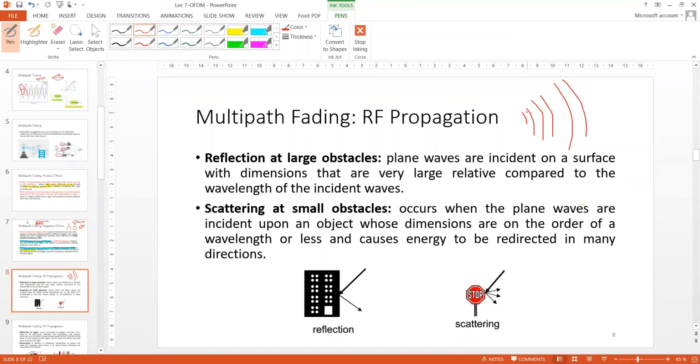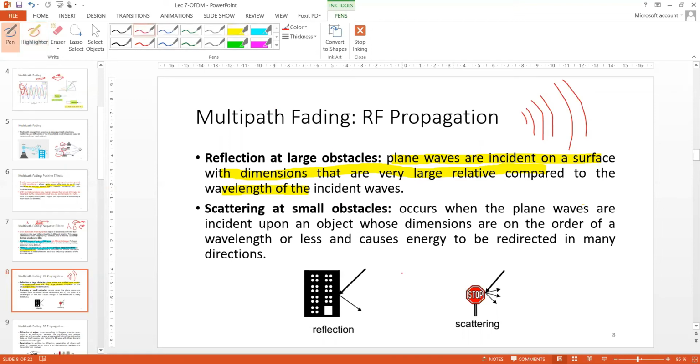So what actually is reflection? Whenever plane waves are incident on a surface with dimensions that are very large relative to the wavelength of the incident waves, that is, whenever a radio signal transmitted between the transmitter and the receiver module is incident upon a surface in such a way that the size of the obstacle is very large in comparison to the wavelength of the incident wave, then we get something that is commonly referred to as reflection.